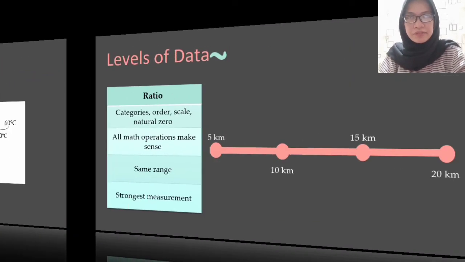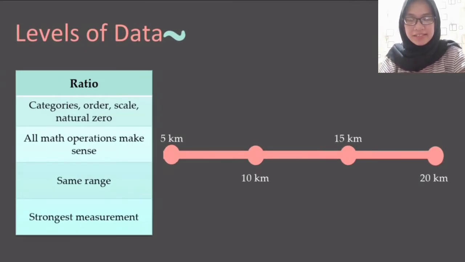And the last, ratio data. The characteristics of ratio data are categories, order, scale, natural zero, all math operations make sense, same range, and strongest measurement.